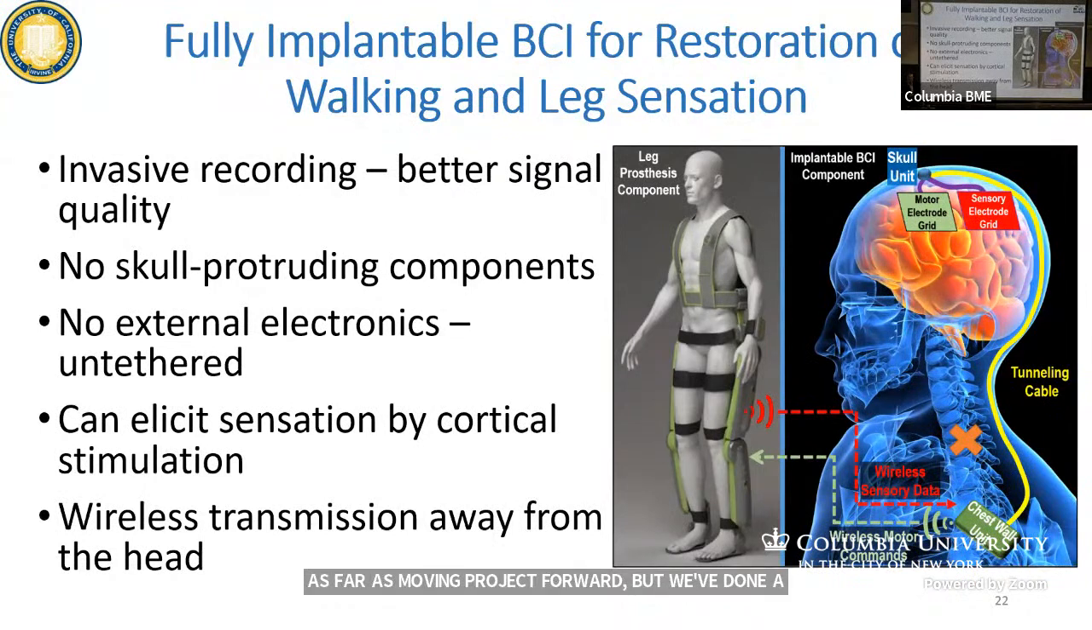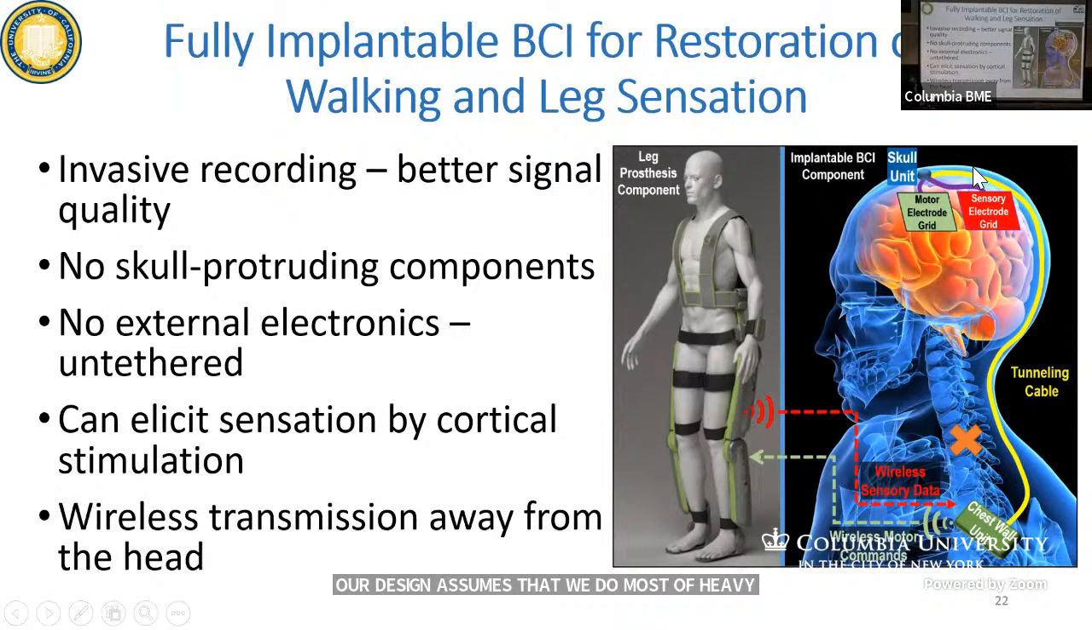Well, first of all, signal quality is much better. So EEG is very noisy, very artifact prone. We can make it fully implantable, which means there will be no skull protruding components. Everything will be internalized. No external electronics. It will be completely untethered. And then if you use invasive technology, you can not only record from the brain, you can stimulate the brain electrically. And just like the muscle responds to electrical stimulation, your brain will do too, which means you can elicit sensation artificially, right?